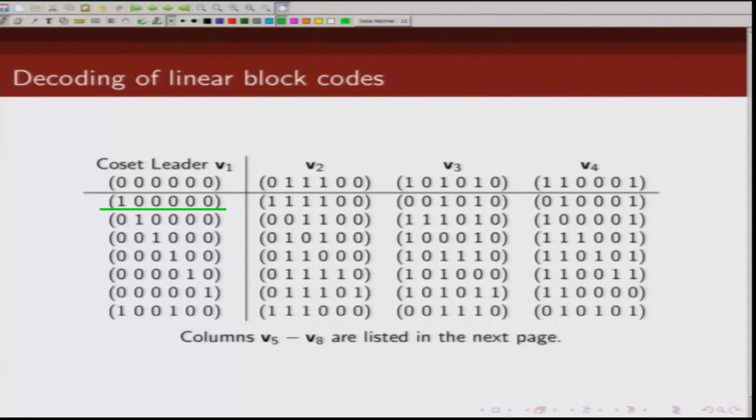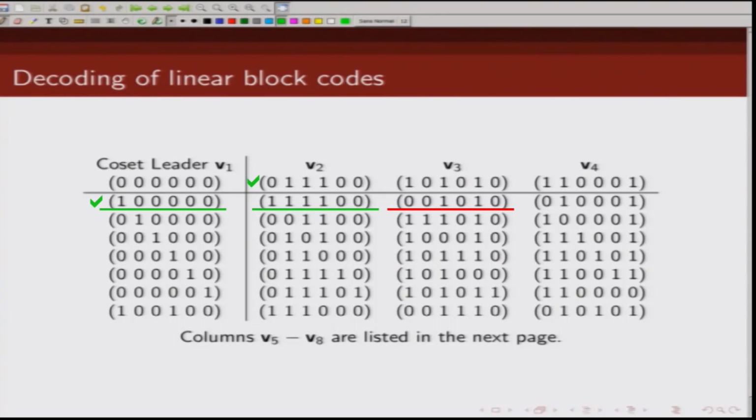Now, how do I find this element? I am going to add this to this. So, I am going to add this to this. If I add it, what do I get? 1 plus 0 is 1, 0 plus 1 is 1, 0 plus 1 is 1, 0 plus 1 is 1, 0 plus 0 is 0, 0 plus 0 is 0. So, this is what I get. How do I get this entry?